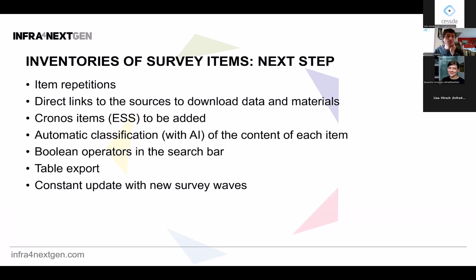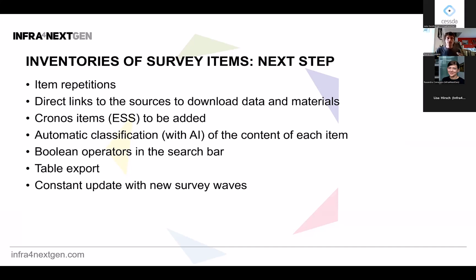We are a bit ambitious, and we also want to try this automatic classification with artificial intelligence for the content of each item. This is because now you can just filter by the pillar, but the pillar is very broad as a content categorization.